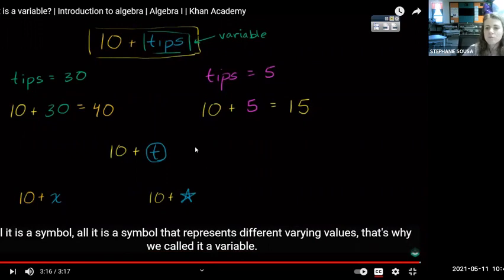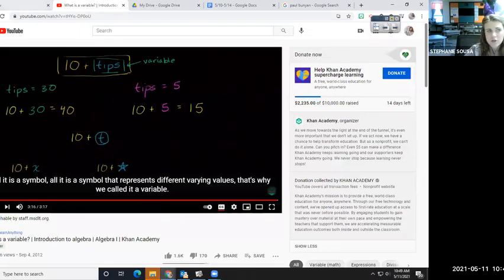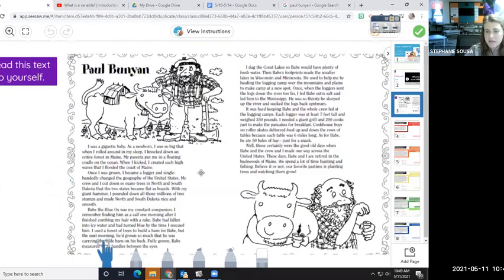Okay, so we're talking about a waitress here, waiter or waitress. They make $10 an hour plus tips. Tips this time, super busy, lots of tables, $30. This time, nobody came in, only one table, $5. So the amount of tips, Jalen, changes, but the expression stays the same. That T represents the amount of money. That's what we're going to use today in our Paul Bunyan, a letter for some numbers.